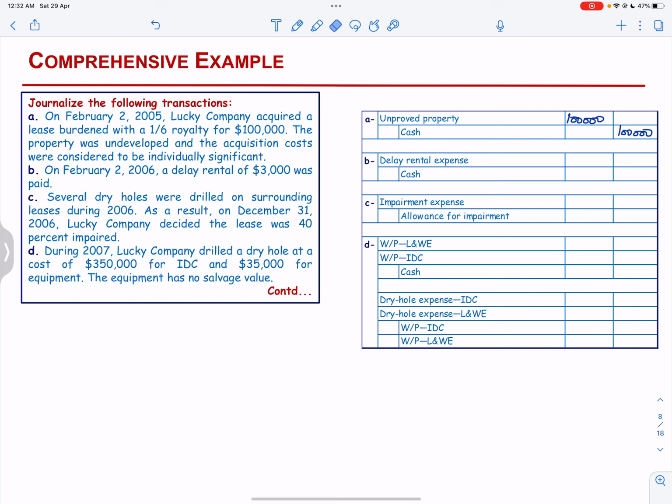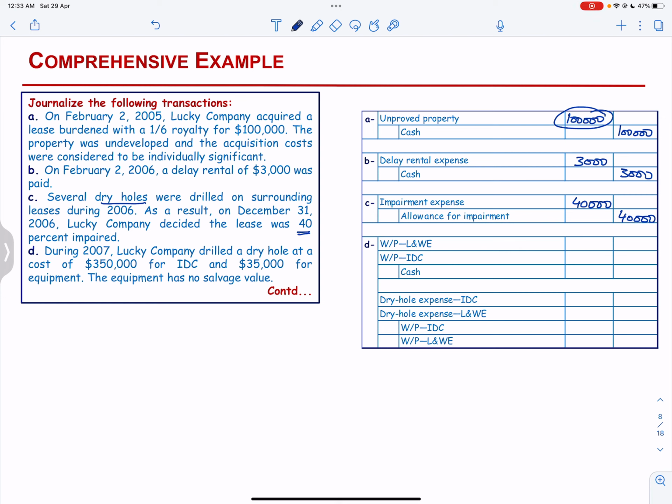Then we go to number B. On February 2, a delay rental of 3,000 was paid. So delay rental expense of 3,000 is debited and cash is credited by 3,000. Number C, several dry holes were drilled on surrounding leases during 2006. As a result, on December 31st, 2006, Lucky Company decided the lease was 40% impaired. So this is an impairment expense, and 40% of 100,000 will be 40,000. So impairment expense is debited and allowance for impairment is credited.